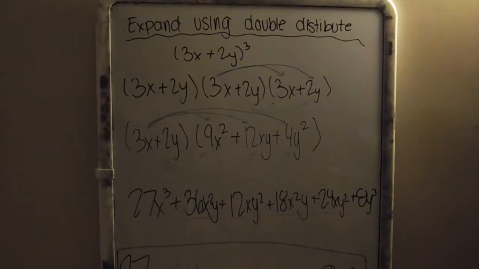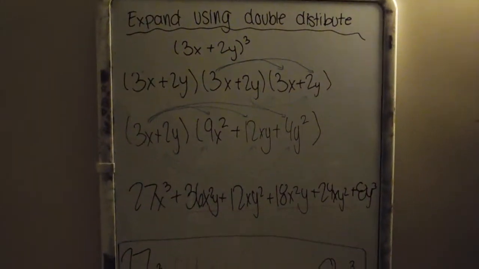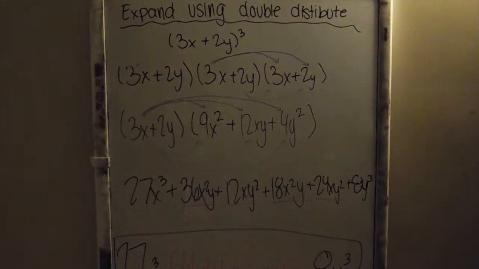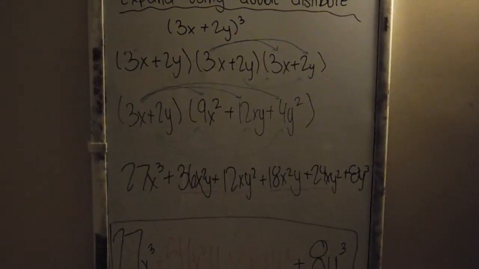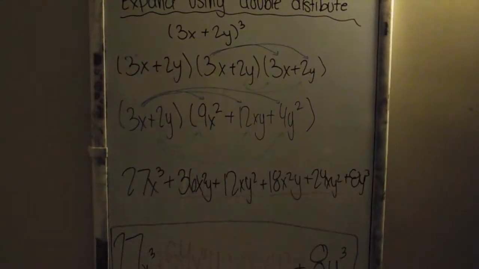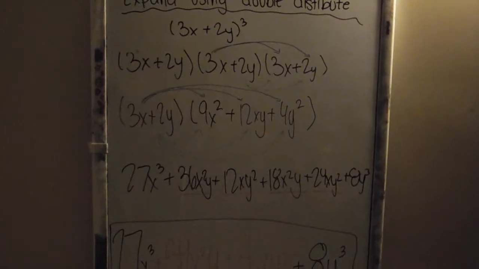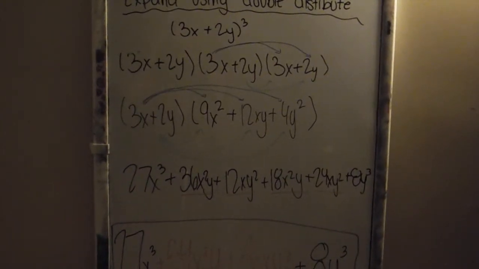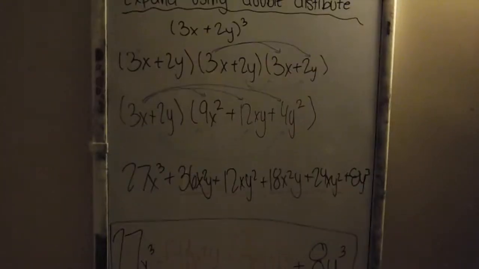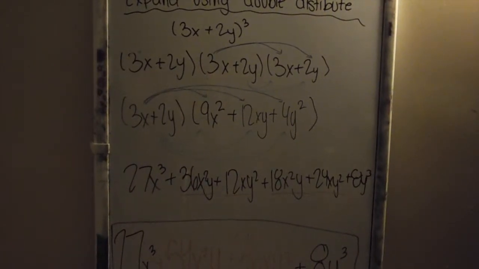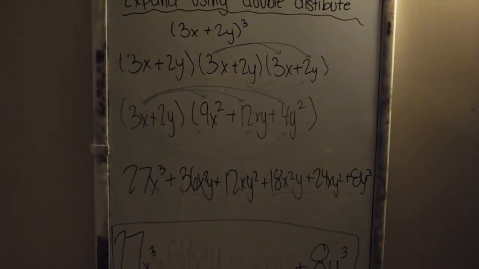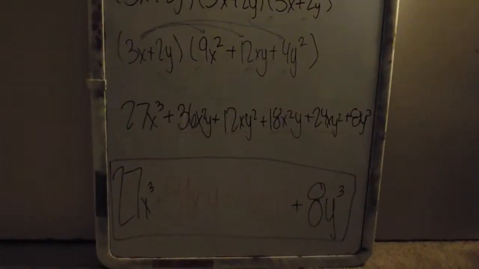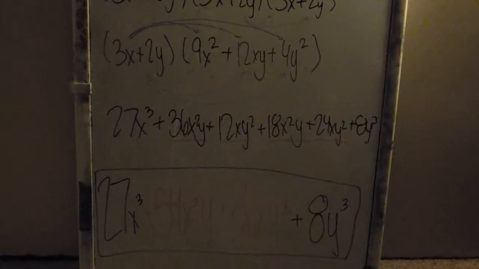So this is expanding using the double distribute method. As you see here, we have our binomial, and it's to the third power. What you're going to do is expand it 3 times, and then distribute the second into the third, and that gets you the next line. Then you distribute the first one into the other thing that you've already done, and you get that answer right there.